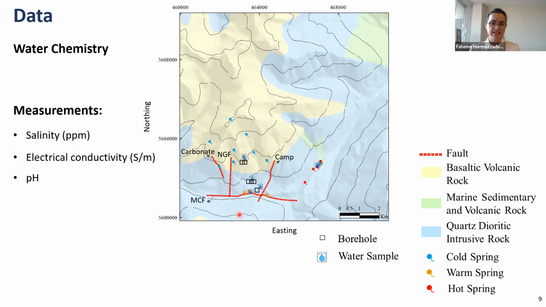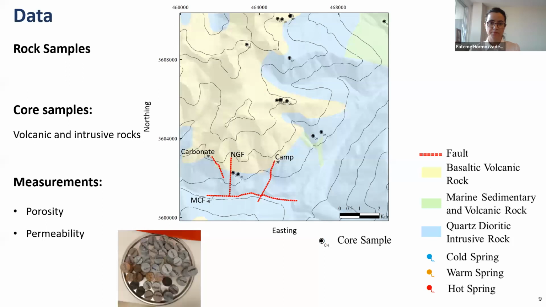So different data sets are used in this project. The first set of data is fluid chemistry data. Several water samples are available from thermal springs and also from some of the boreholes, the locations are shown in the map. We mainly used the salinity and electrical resistivity of fluid samples, which were measured in the laboratory. The other data that we're going to use are volcanic and intrusive rock samples that were measured for porosity and permeability in laboratory from the locations that are shown in this map.